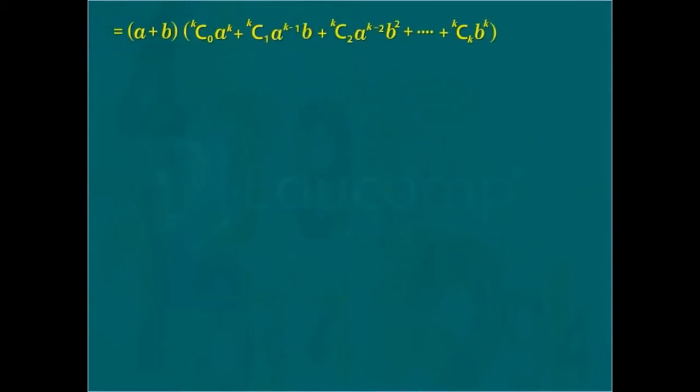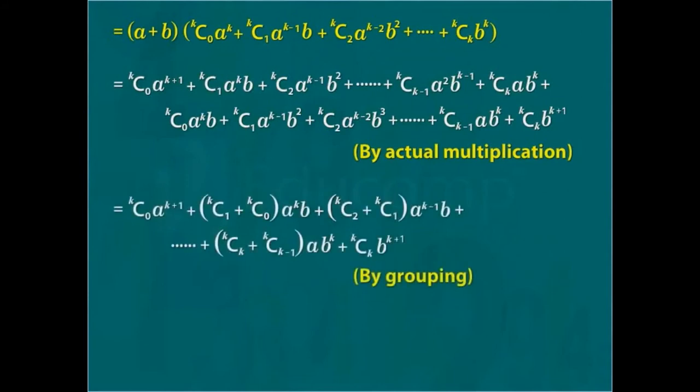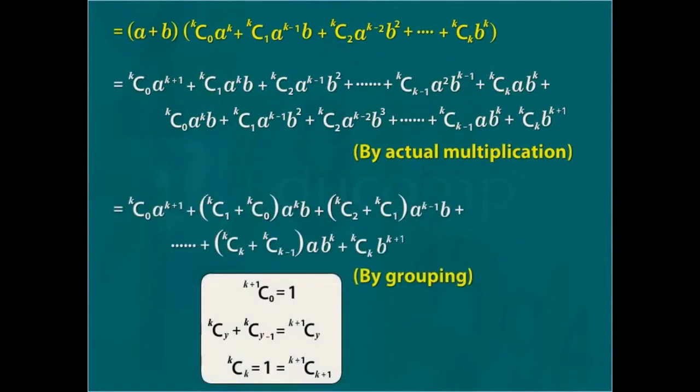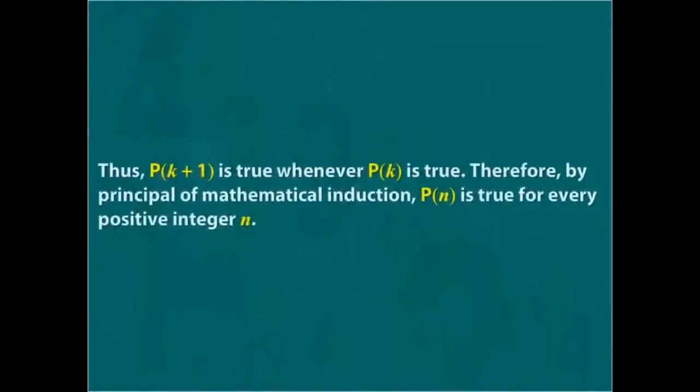By actual multiplication, we get the following. On grouping like terms, we get the following. Now, by using the following results, we get the following. Thus, P(k plus 1) is true whenever P(k) is true. Therefore, by the principle of mathematical induction, P(n) is true for every positive integer n.